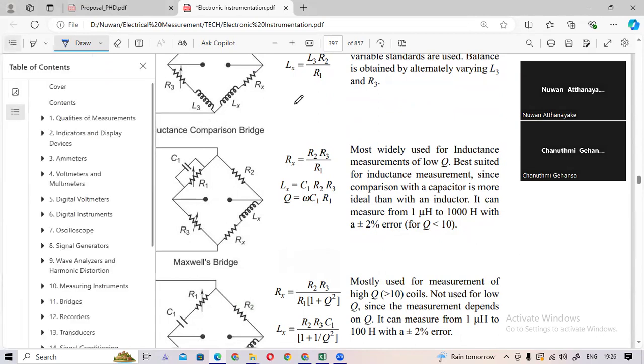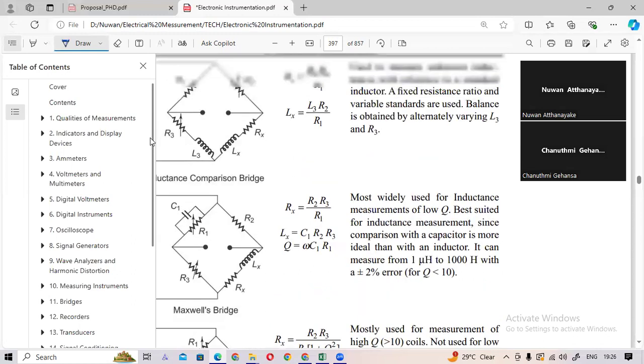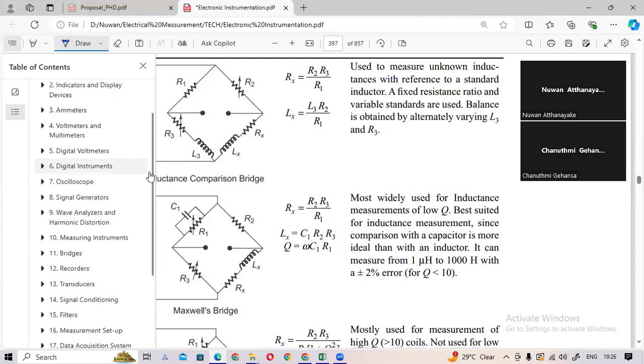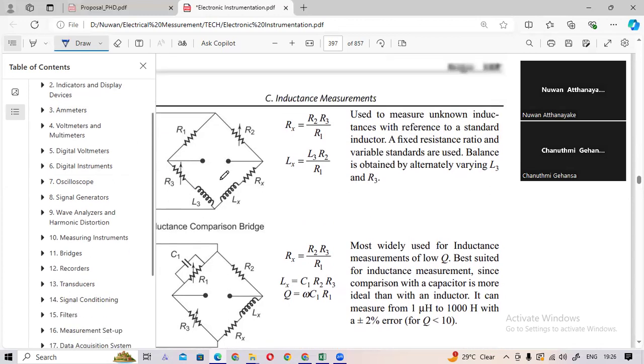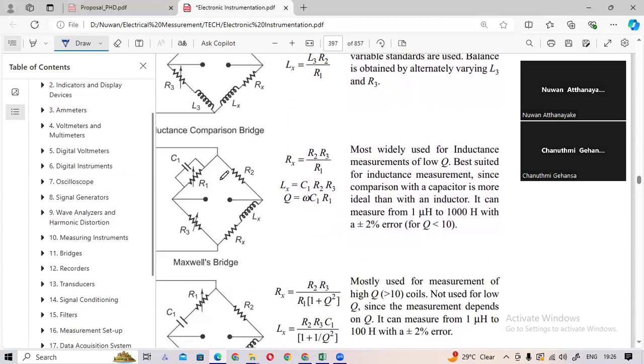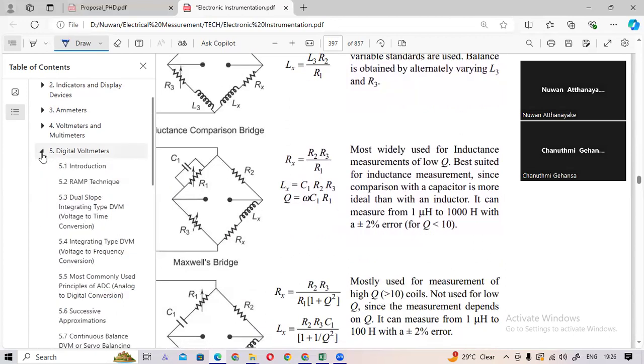So actually we are still in learning outcome one, LO1. We also need to learn the digital instrumentation. So we will see one technique which is used for digital voltmeter, that is the ramp technique.